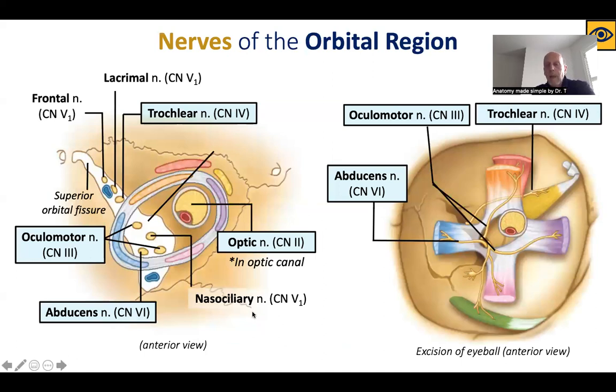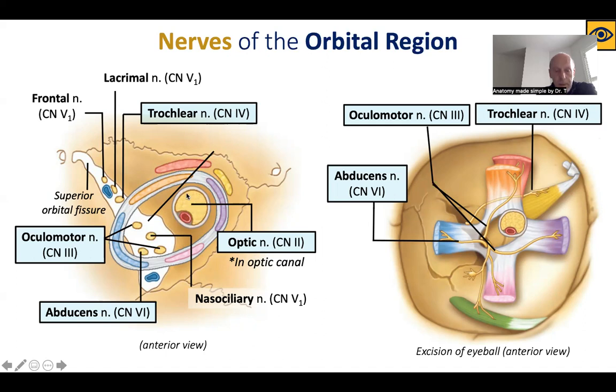Within the orbit, as we already have this conclusion, we need to have multiple nerves that innervate those 6 different muscles that move the eyeball. And perhaps we can start here on the left side and observe the gap within the orbit that is called superior orbital fissure.